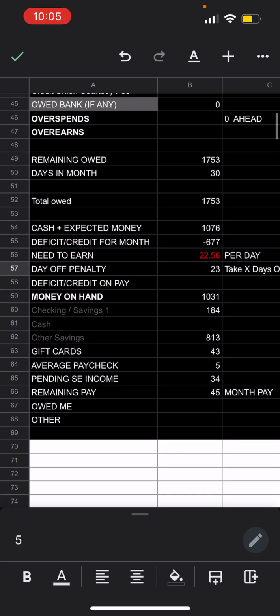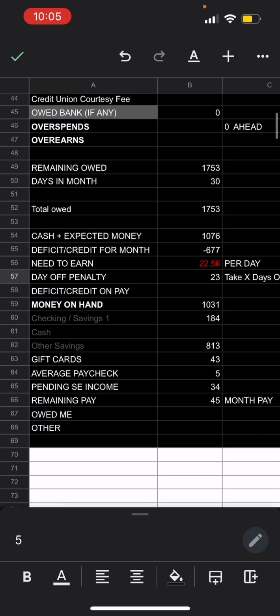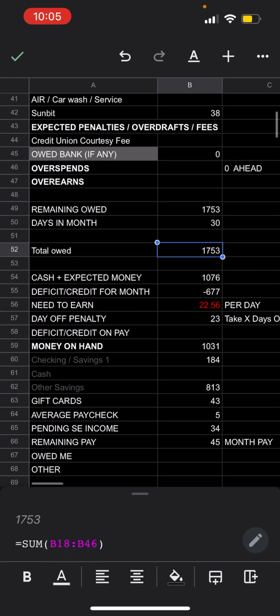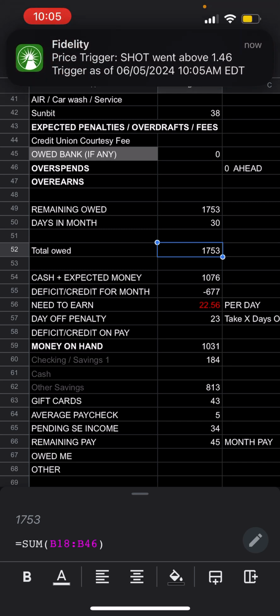So that's really it. It does try to break down your expenses for the month into something very easy to read. So as you do things like pay your rent, for example, this number will go down.